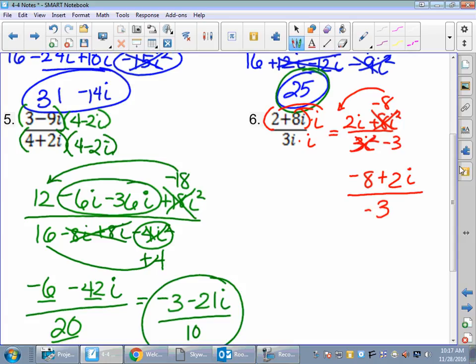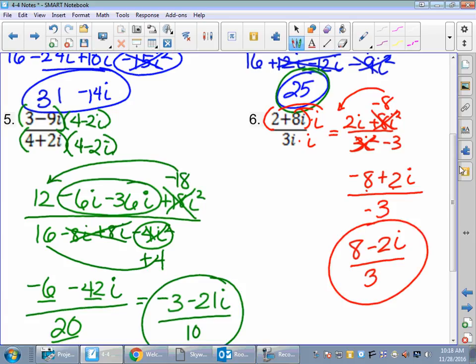Another rule of simplification, even though I can't get rid of any terms here between the 8, the 3, and the 2, you're not supposed to keep a negative in the denominator. So we're just going to change the sign of everybody. We're going to make the 8 positive, the 2i a negative, and that makes the bottom a positive 3. That's the same thing as multiplying both top and bottom by a negative 1. So lots of different rules there.